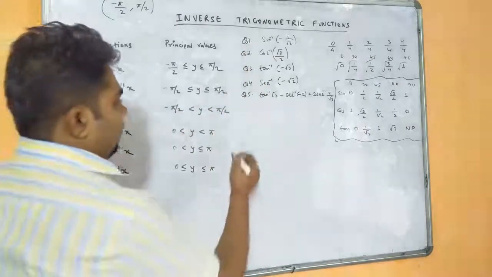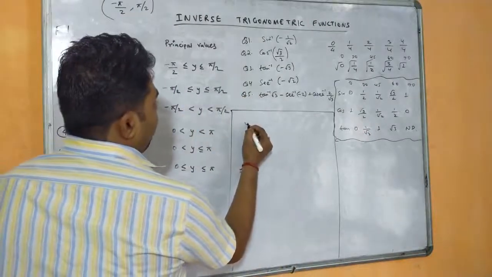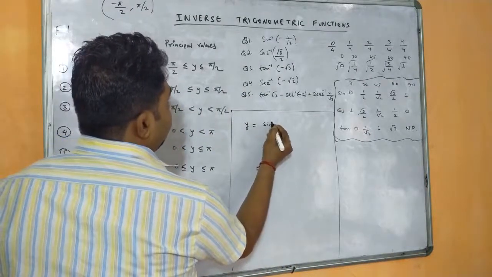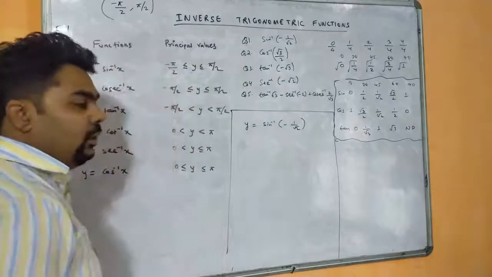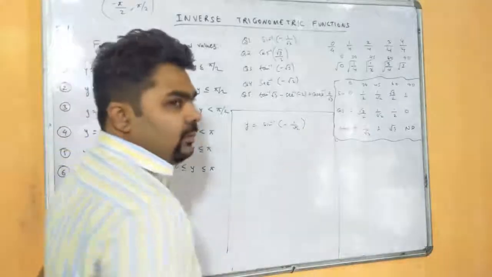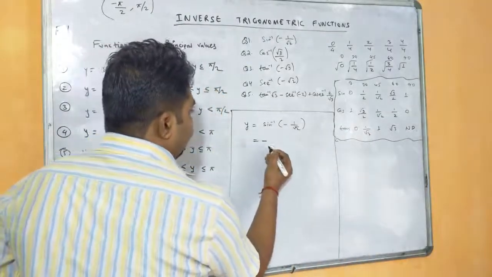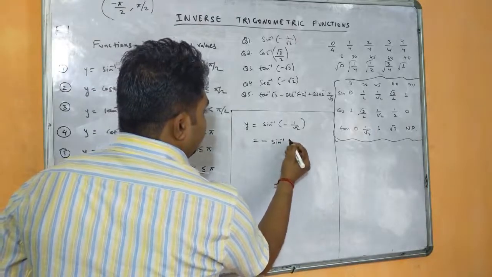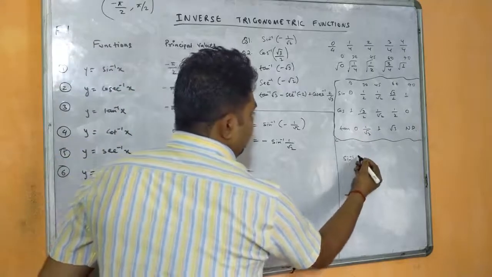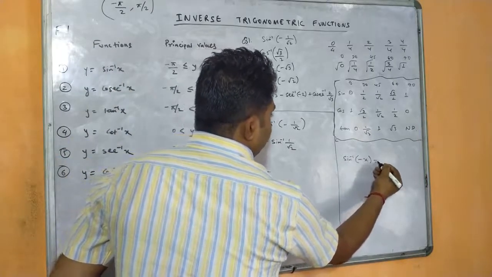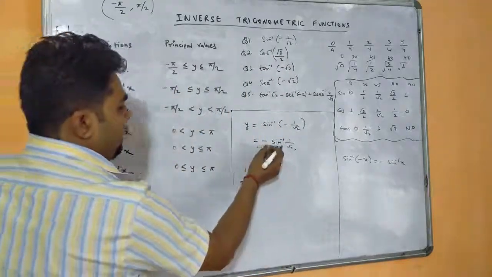So let us start with the first question, that is question number 1. We have y equals sine inverse of minus 1 by root 2. Sine inverse of minus x, just now we have seen, is minus sine inverse x. That is the formula: sine inverse minus x was minus sine inverse x, simple. So here we are writing minus sine inverse x.